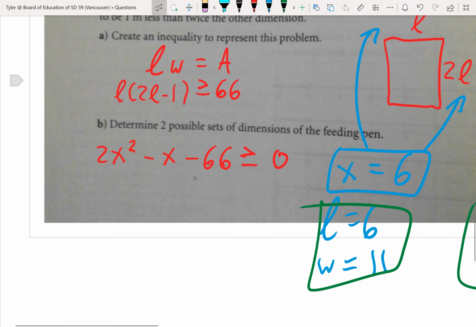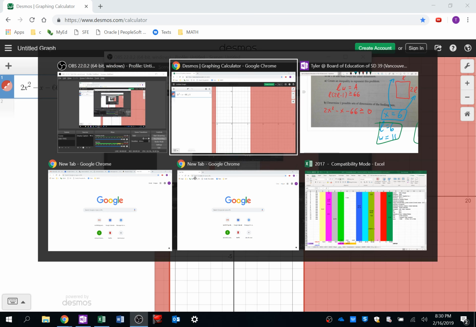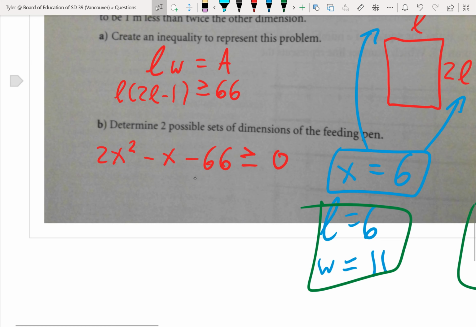Like I said, I cheated and used Desmos to see what it was, but if you wanted to not cheat, you could use the quadratic formula to find out what the intercepts are and go from there, or you could graph it. Either would work, doesn't matter to me. And that's it.